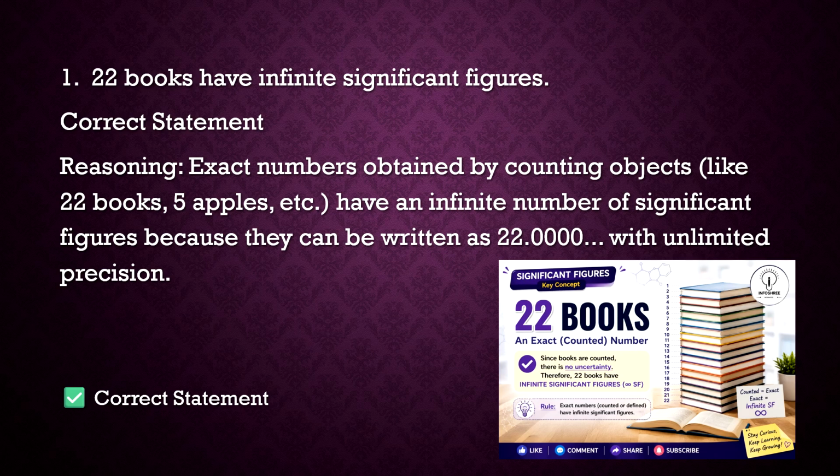See the key concept here. These 22 books are an exact number. It is not like it may be 22.3. It is exactly 22. If it is exactly 22, then it is called infinite significant figures, and it is a correct statement.